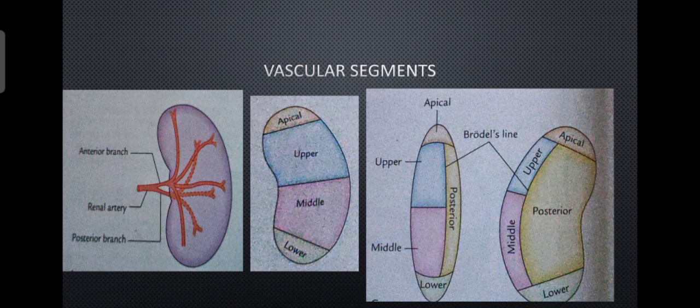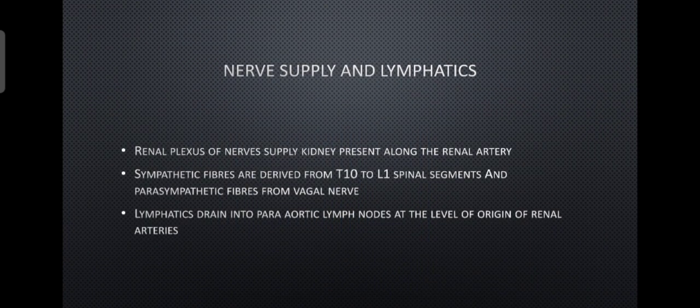These are the vascular segments. Venous drainage is of the same type, which I already discussed. Now the nerve supply and lymphatics. We have a separate plexus of nerves called the renal plexus, present along the renal artery, which supplies the kidneys. These renal plexuses consist of sympathetic and parasympathetic fibers. Sympathetic fibers are derived from T10 to L1, while parasympathetic fibers are from the vagus nerve.